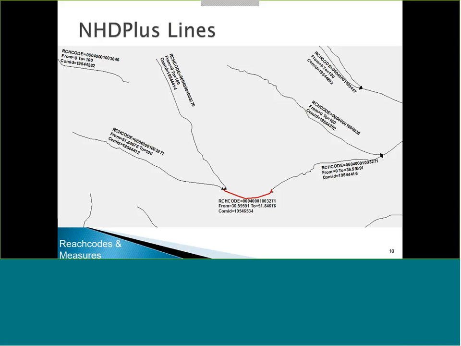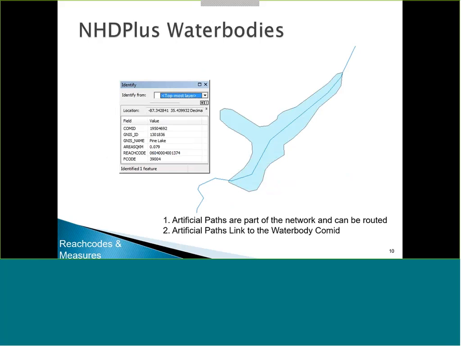This one goes 0 up to about 36.5. This one goes 36.5 up to 51.8, and then this one goes up to 100. So this particular reach at some point was divided into these three pieces. Now anything that you've indexed with reach codes and measures will still work on these, even if they've been broken up and if they get broken up in the future into many more pieces.